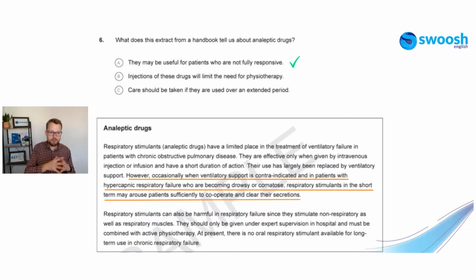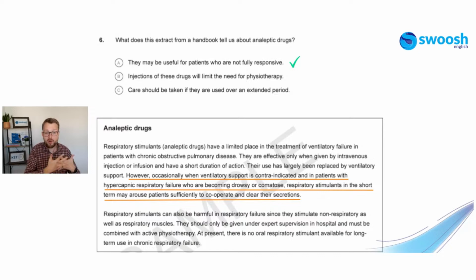So well done. You were able to identify the correct answer by going through the method. Those that got A, big high five. Well done to you for getting it. So answer A is correct: they may be useful for patients who are not fully responsive. And the text in orange here highlights why that is the correct answer.